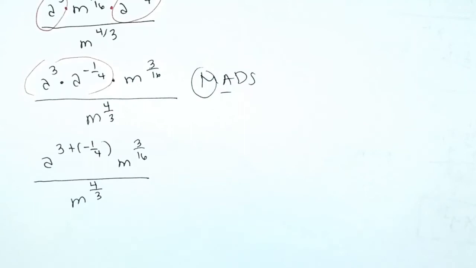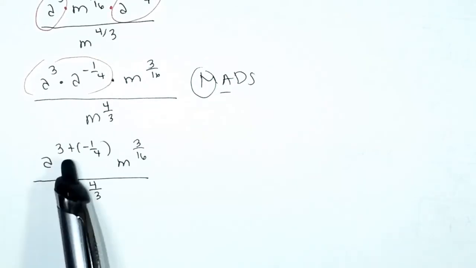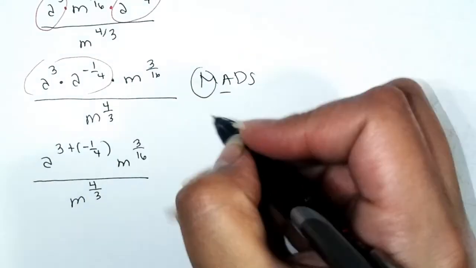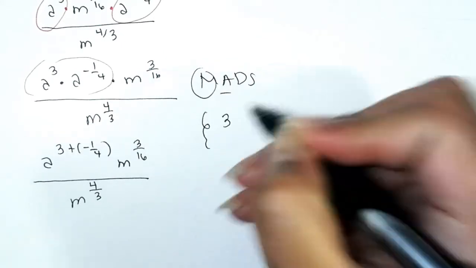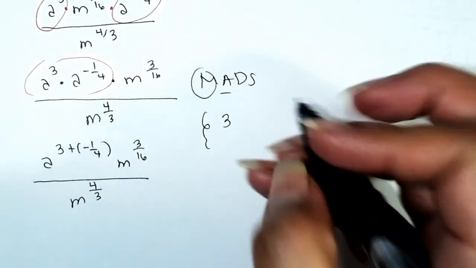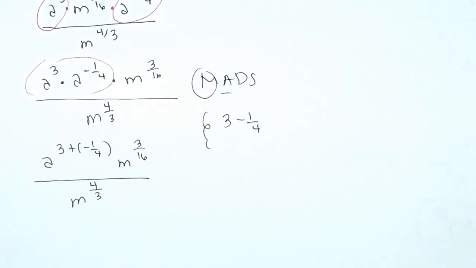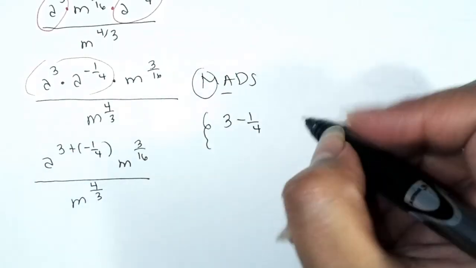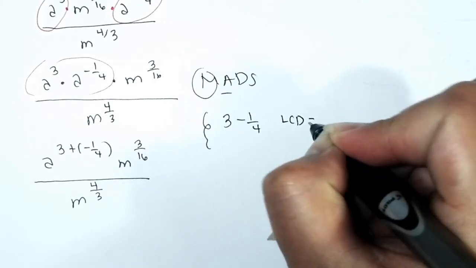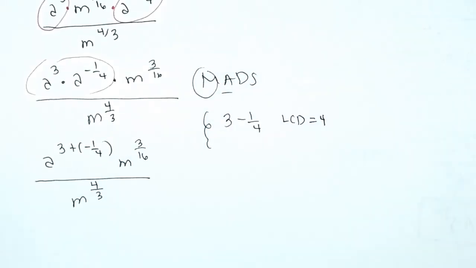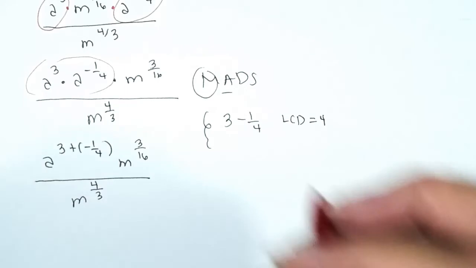Fantastic. So I'm going to go ahead and bust out a thinking area to add these two right here. So we have 3 plus negative 1/4, which is the same as 3 minus 1/4. We write the LCD and then write those equivalent fractions. There's only one denominator, so that is the LCD. Let's take our time and write those equivalent fractions. 3, we're going to write it as 3 over 1.